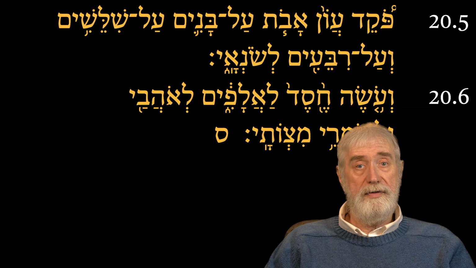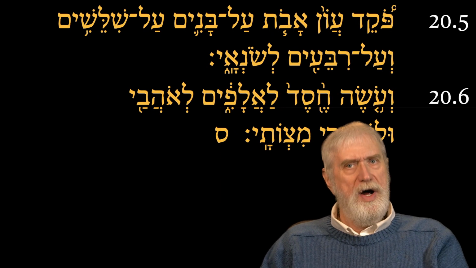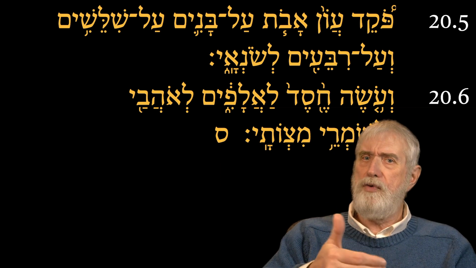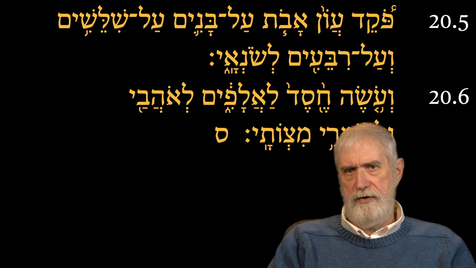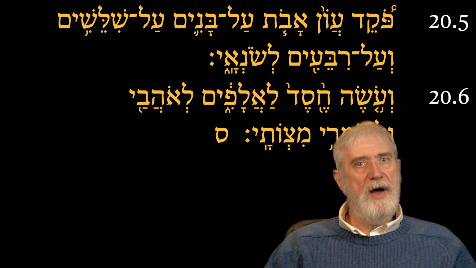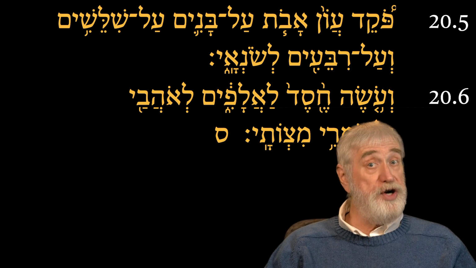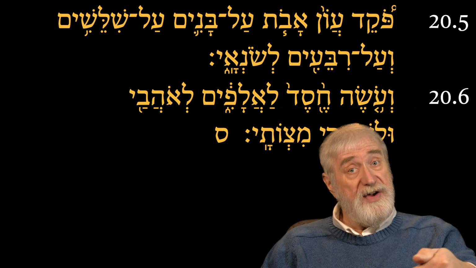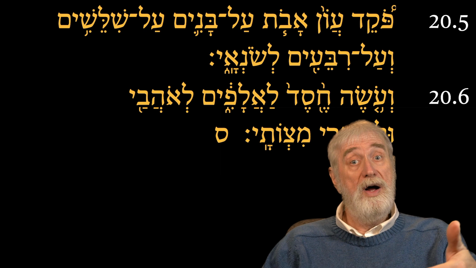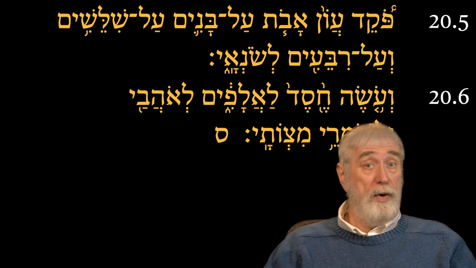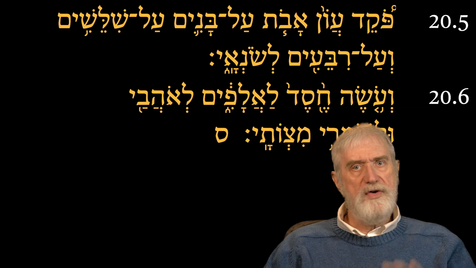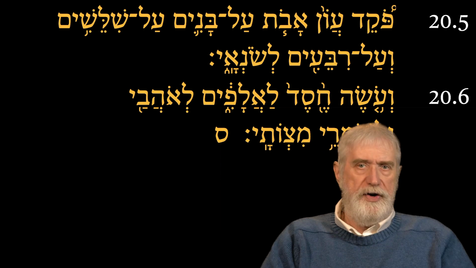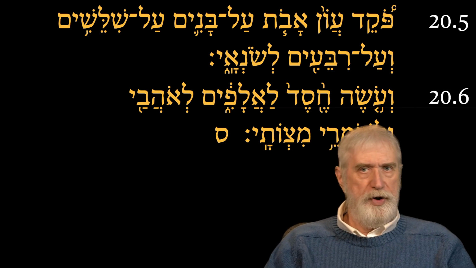The rest of verse 5 and all of verse 6 together build on this thought by highlighting the way in which God's passion for his people manifests itself. We read, "Poked avonavoth al banim ashleshim al rivaim la sonai, wa osei chesed la elafim la ohavai u lishmorei mitzvothai." This long phrase sets up a contrast between two different situations. Let's examine how this is put together.